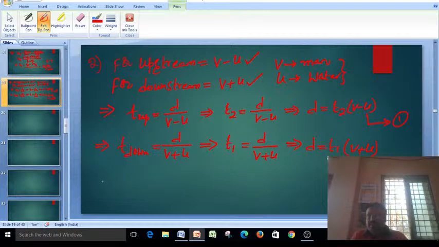Now what he is asking is how much time is taken in still water. So the time taken in still water is d divided by v, and t still is equal to 2 t1 t2 divided by t1 plus t2. You have to take this directly, no need to worry. But how do we get this? Let us check it.